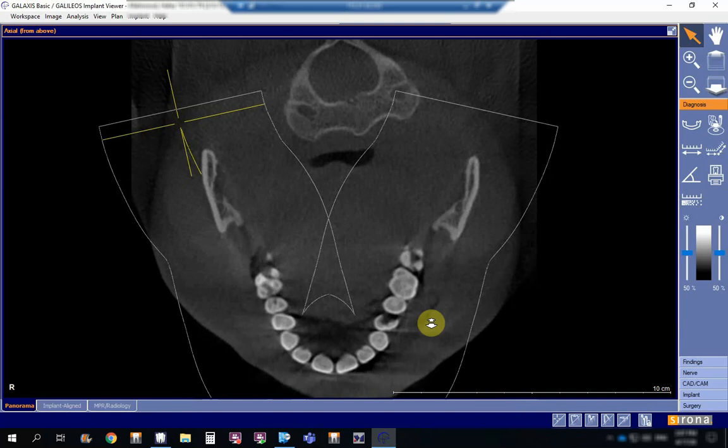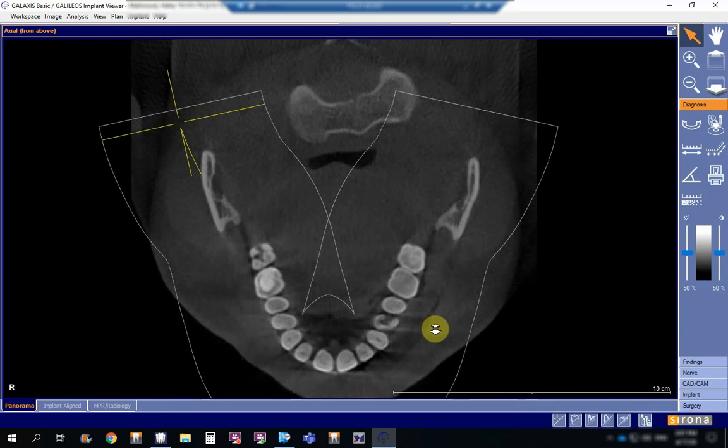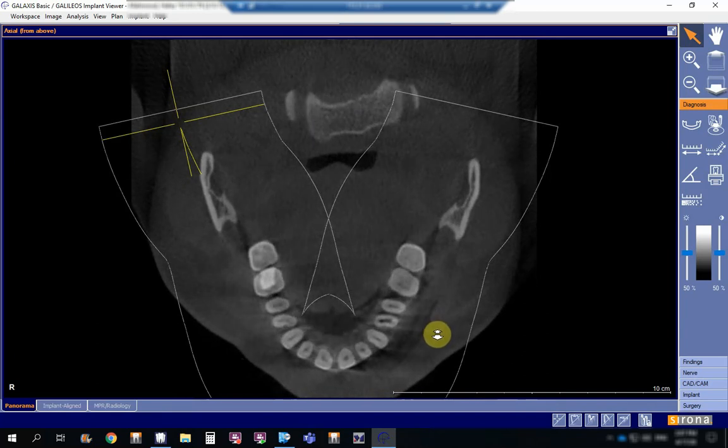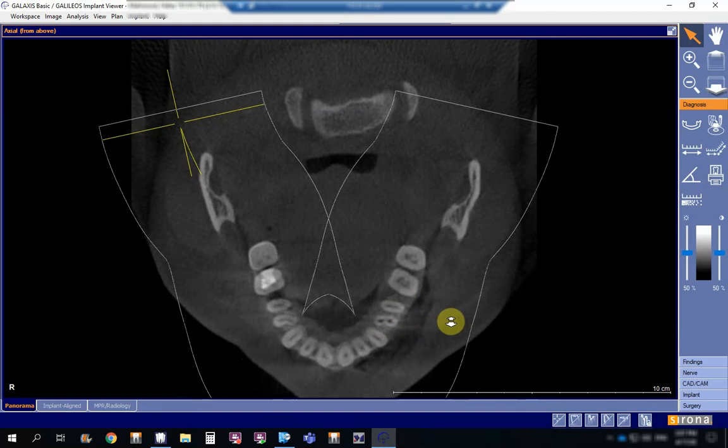Now we're at the level of the molars. These are the crowns of the molars. We are beyond the level of the crowns of the molars. Buccal canal, palatal canal of the 4, 5, 6, and then I'm going here.